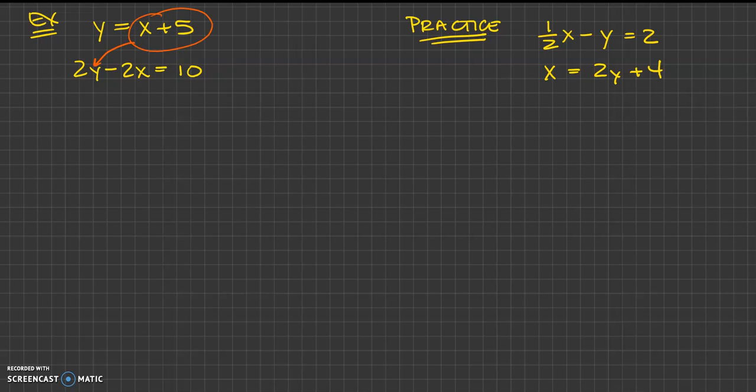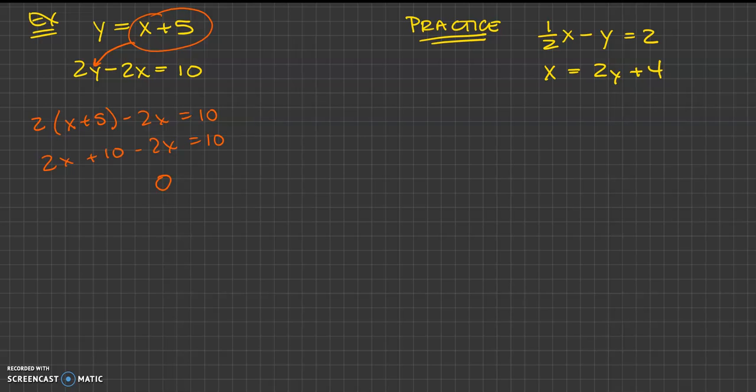So I'm going to plug this in for y. 2 times x plus 5 minus 2x equals 10. Once I distribute, that's 2x plus 10 minus 2x equals 10. Now do you see what's happening? Let's just play this out so you can see it.